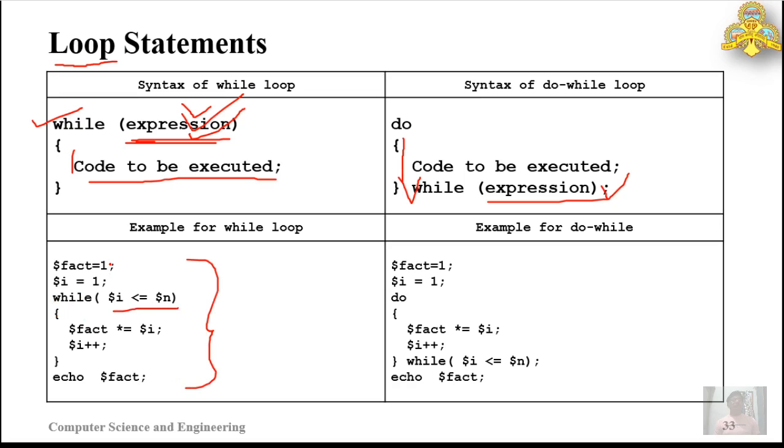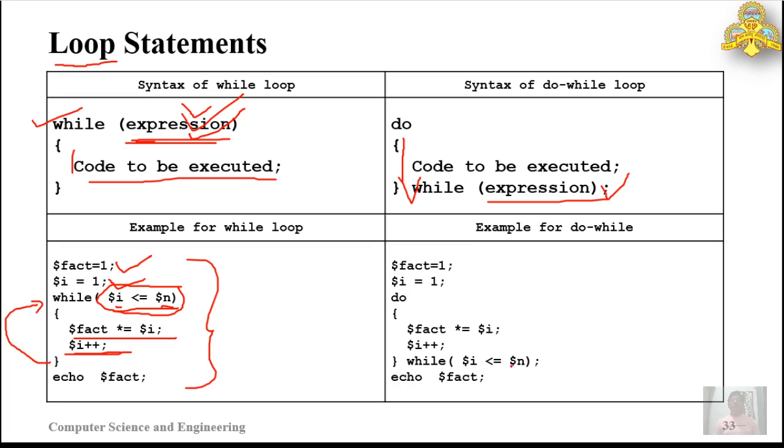So initialize the value of fact equal to 1 and $i equal to 1, and $i less than or equal to $n, and multiplication you already know, and I am incrementing the value of $i. If there is no incrementing of the value of $i, the value of $i will be stable and the n value is also constant, so this condition is always true, so the while becomes an infinite loop, so we have to avoid it. So here is the example for the while loop. Same logic, that is to find the factorial of the given variable.